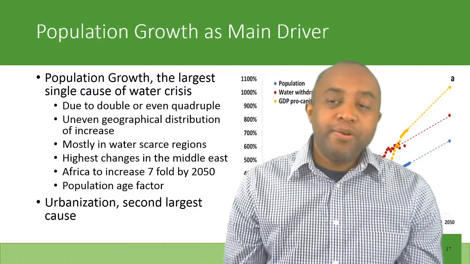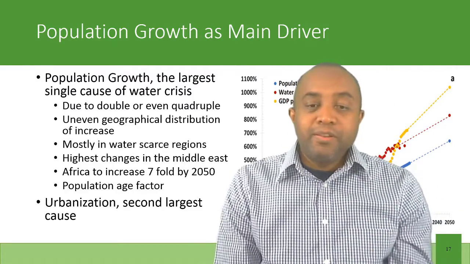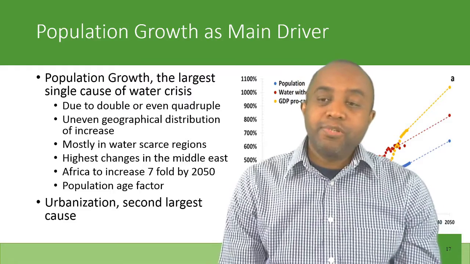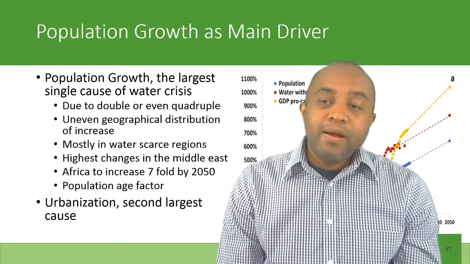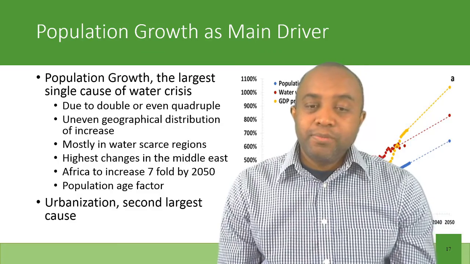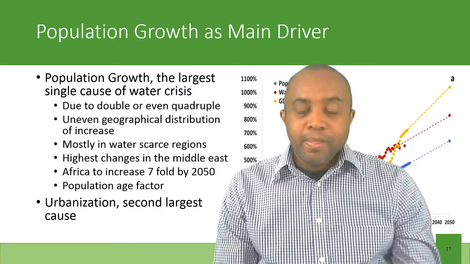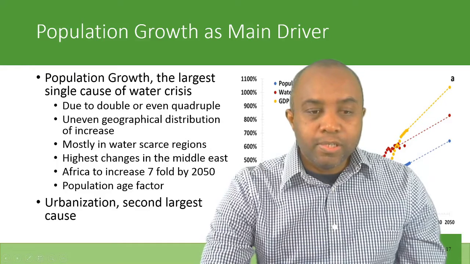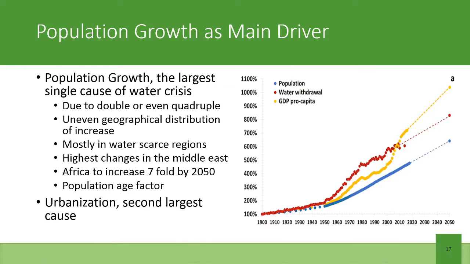Another big issue here is that, just like anything else that we have seen in terms of the resources, they are unevenly distributed. You have more people, more population growth in certain areas than others. The issue here is that most of the population growth is occurring in areas where water is already scarce.